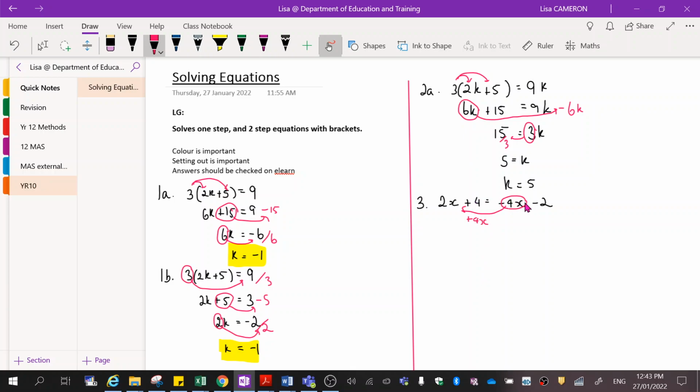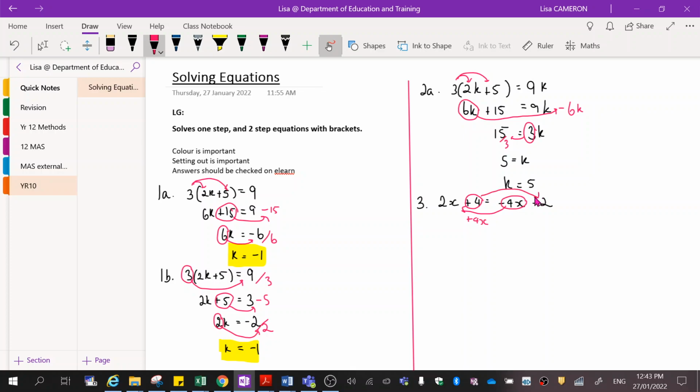Now, I'm going to do this all in one step. You could do it in 2. I could go to my next step here and I could write 6x plus 4 is equal to negative 2 and then move the 4 across. But you can do it in one step too. I think a lot of you will like to take some shortcuts.